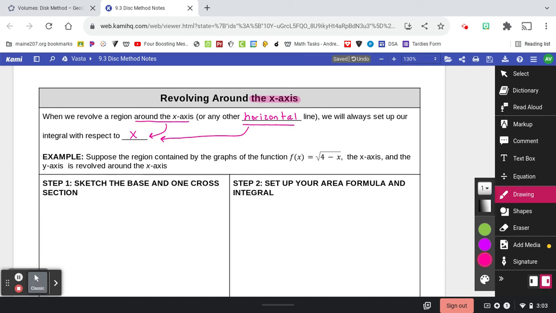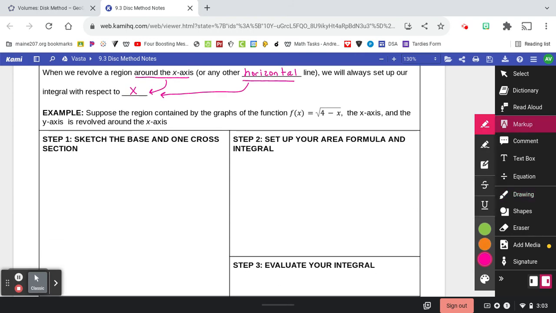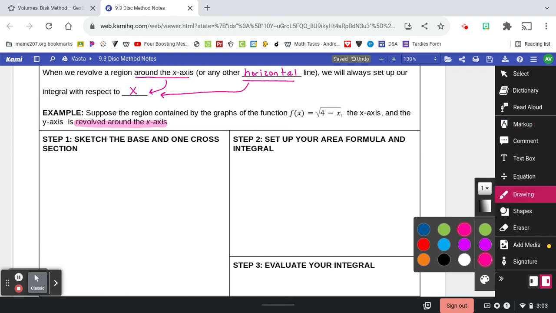For example, suppose that the region contained by the graphs of the function f of x equals the square root of 4 minus x, the x-axis and the y-axis is revolved around the x-axis. The first thing to notice here is that the directions say we are revolving our shape around the x-axis. So we're going to be rotating, and that means all of our cross sections are going to be circles. So right away, I'm going to write down that my area formula here is going to be pi r squared.